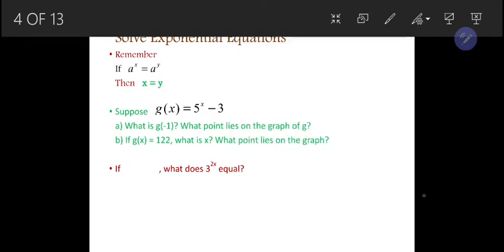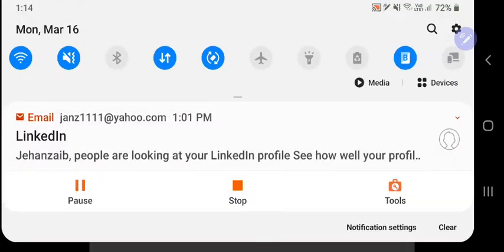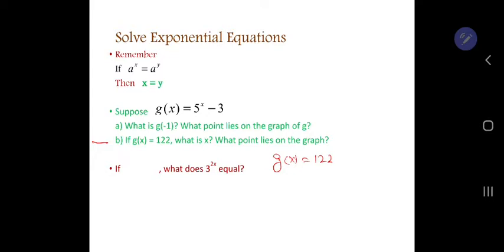For the second part of the question, this one here, the question says now if g of x equals 122, then what will be the value of x? So in that case, I'm going to use the same function here. Now g of x is 122, so 122 equals 5 to the power x minus 3. I'm going to take the 3 on the other side, so that's going to be 122 plus 3. That will give me 125 equals 5 to the power x.